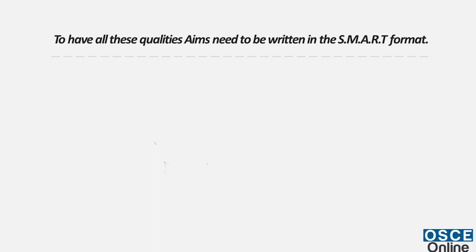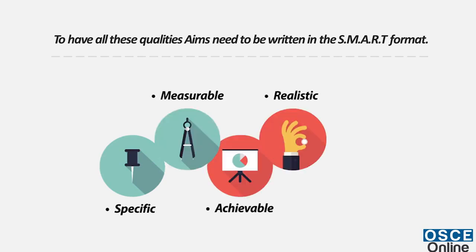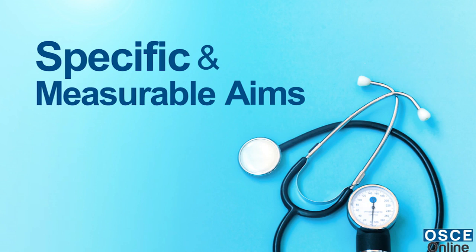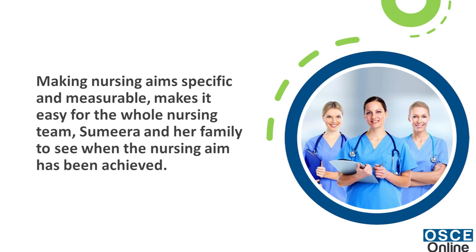To have all these qualities, aims need to be written in the SMART format: specific, measurable, achievable, realistic, time-oriented. Specific and measurable aims. Making nursing aims specific and measurable makes it easy for the whole nursing team, Sumira and her family, to see when the nursing aim has been achieved.